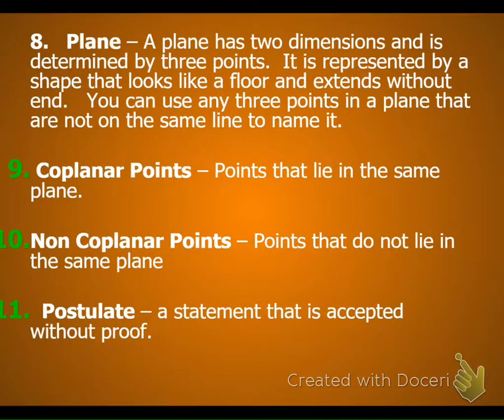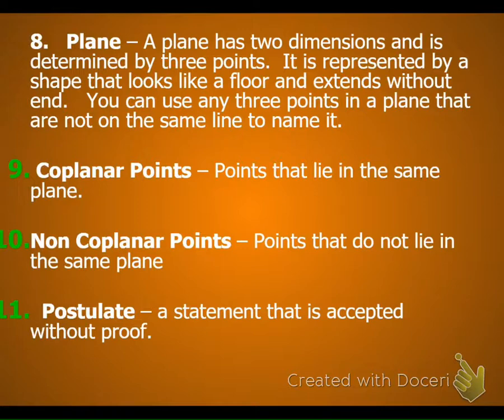First one up is a plane. A plane has 2 dimensions. You guys are probably most familiar with the XY plane. It's right over there on the far side. Yep, he's pointing to it for me. It's represented by a shape that looks like the floor. So technically, you could look at our classroom and you could see that the floor is a plane, and then our wall could intersect it to make it that 3D.